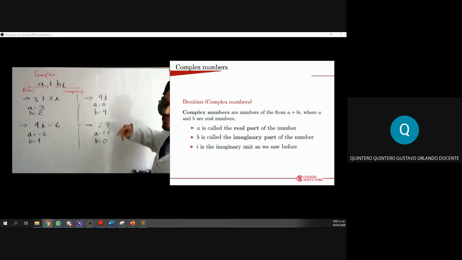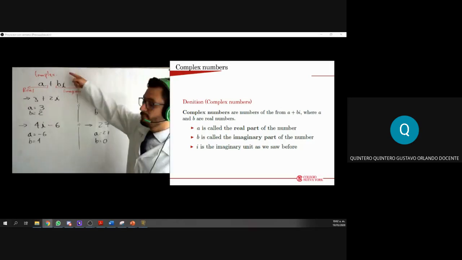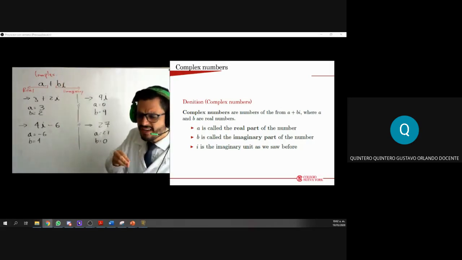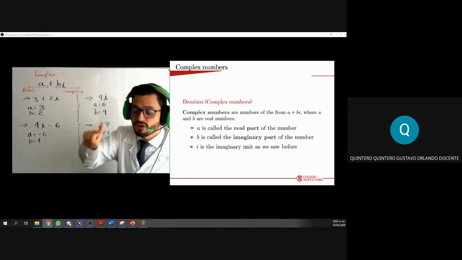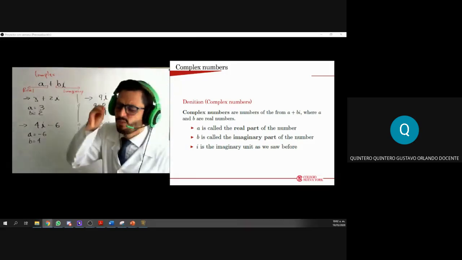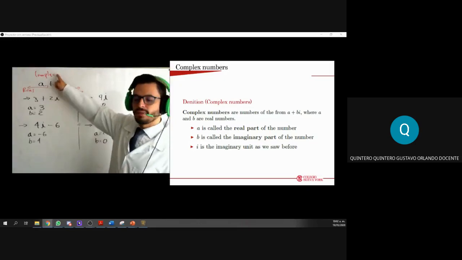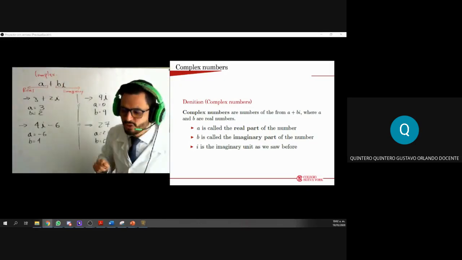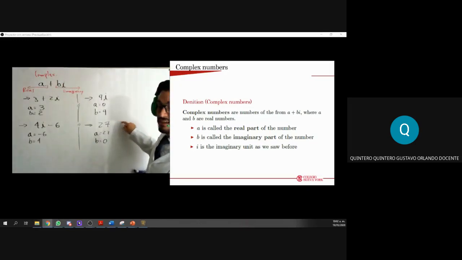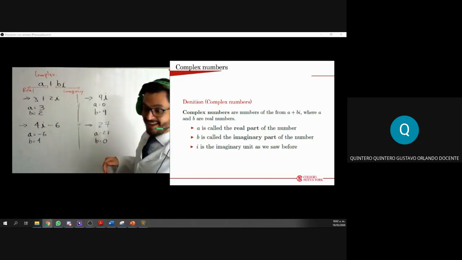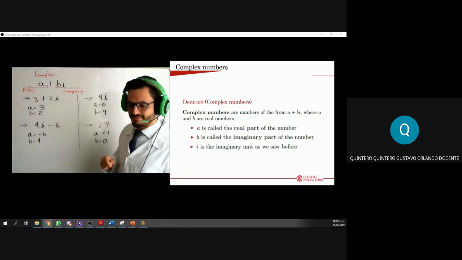But we were using these numbers. 27 is a regular number, but that one is an example of a complex number. So every single number that you all know, every single one of those is also a complex number. Because all you have to do is add a plus 0i. And you're done. You have your complex number.